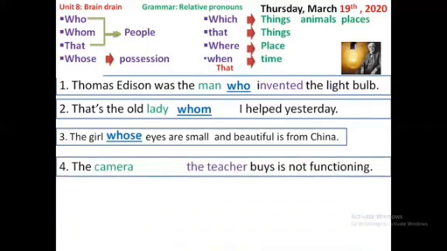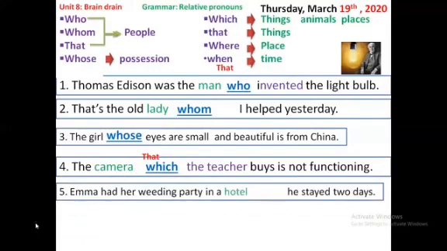Number 4, the camera the teacher buys is not functioning. Very good. Which? Why do we say which? Because it refers to the camera. Camera is an object, is a thing, something, okay? Then I don't care about what follows since it refers to things, so automatically we say which. It could be an animal, it could be an object, or it could be something. So we say which. We can also replace which with that. So that, look, that goes with people or refers to people, and also it refers to things. Camera is something, is a thing.